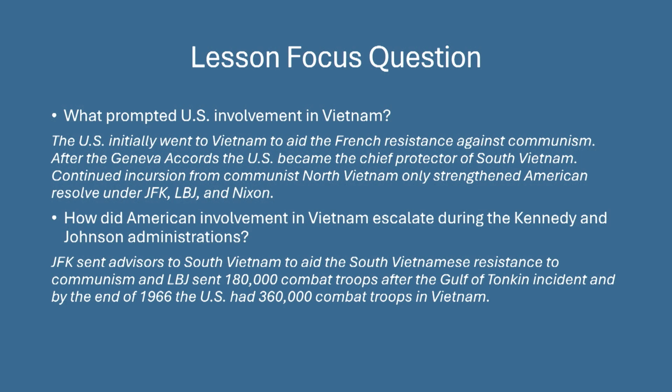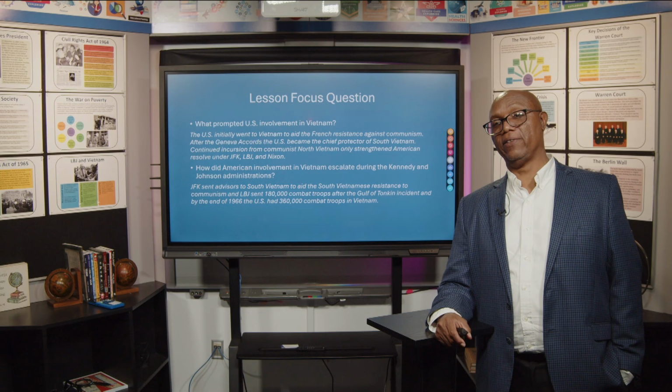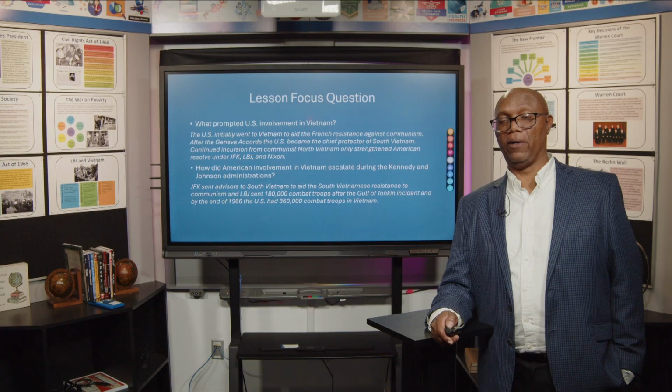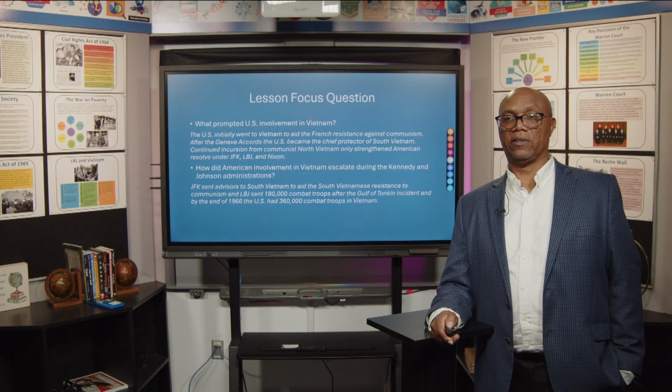How did American involvement in Vietnam escalate during the Kennedy and Johnson administrations? JFK sent advisors to South Vietnam to aid the South Vietnamese resistance, and LBJ sent 180,000 combat troops after the Gulf of Tonkin incident, and by the end of 1966, the U.S. had over 360,000 combat troops in Vietnam. So we went from advisors to primarily the protectors of South Vietnam.